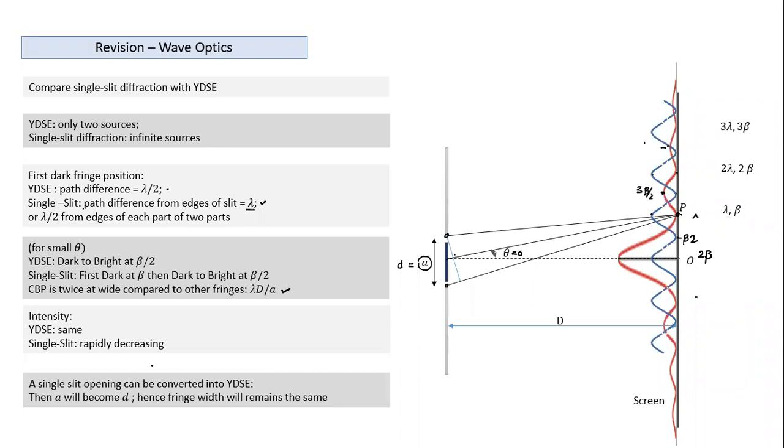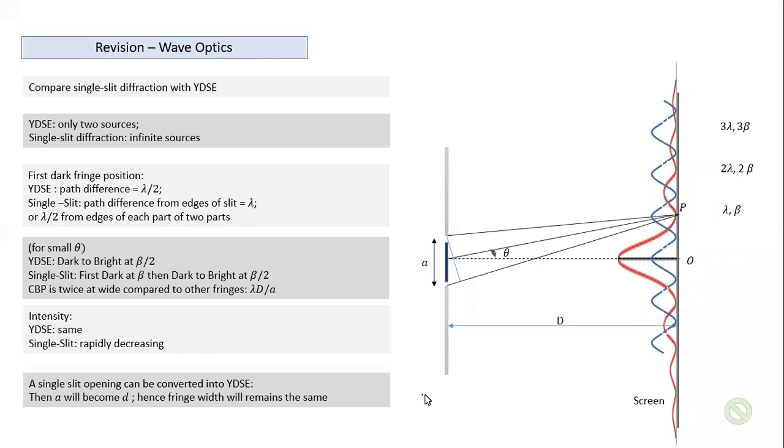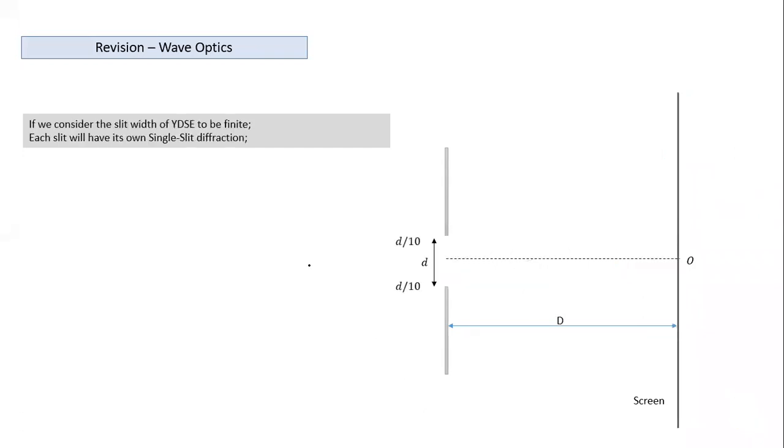So a single slit opening can be converted into YDC. A will become D, and the fringe width will remain the same. The value of beta will not change. Though it may signify a different thing and the pattern may change, the beta value will not change if I convert it like this. Let's continue further with the same thought.